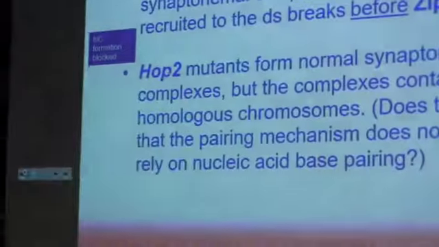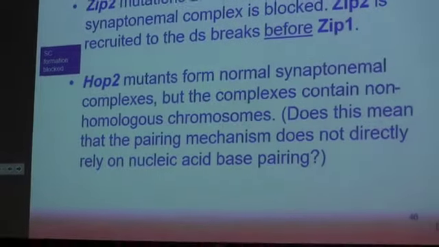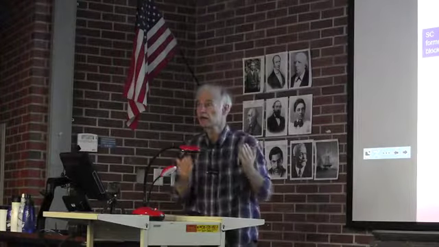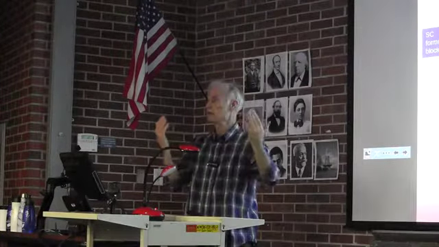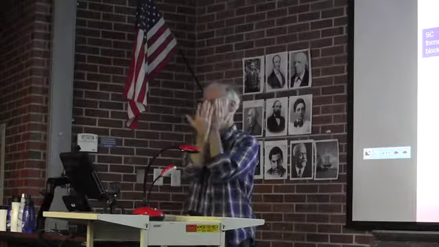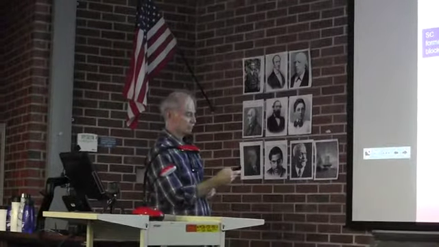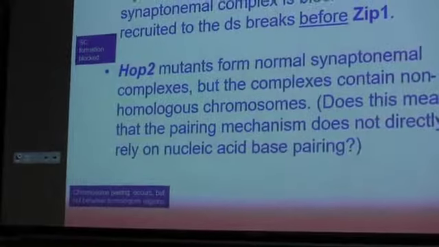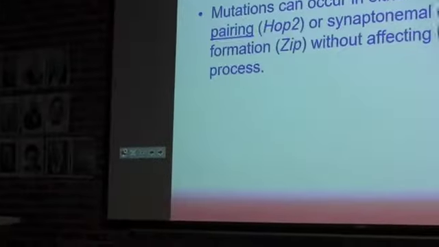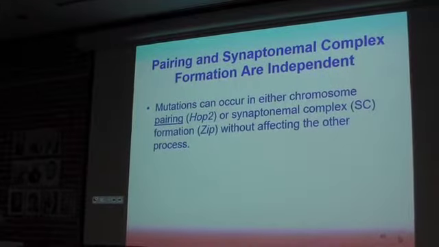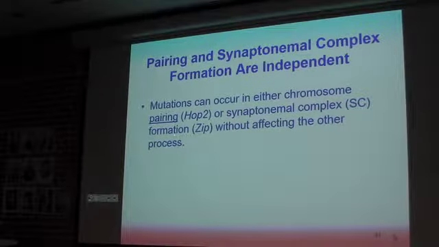A mutation in HOP2 has no problem forming the synaptonemal complex, because that's triggered by a double-strand break, right? But when you look at the chromosomes that are zipped up, they're non-homologous pairs. They don't recognize each other. They pair up with the wrong partner. Chromosome pairing occurs, but not between homologous regions. Mutations can occur in chromosome pairing, HOP2, or the synaptonemal complex without affecting the other process.